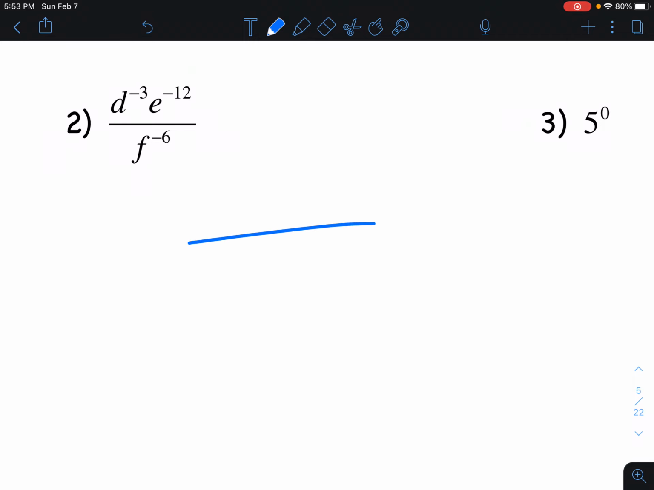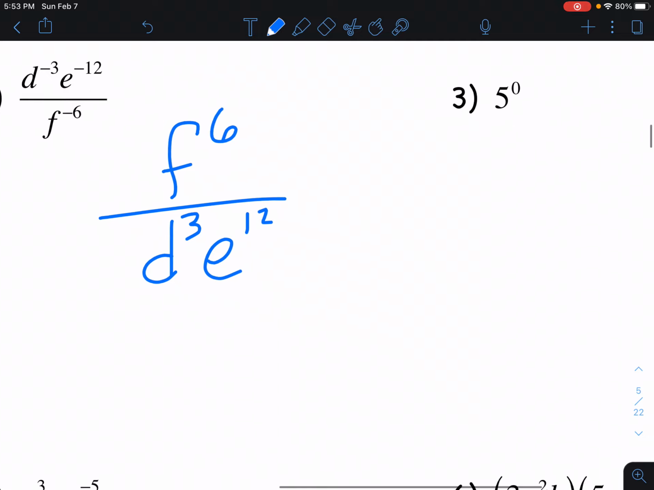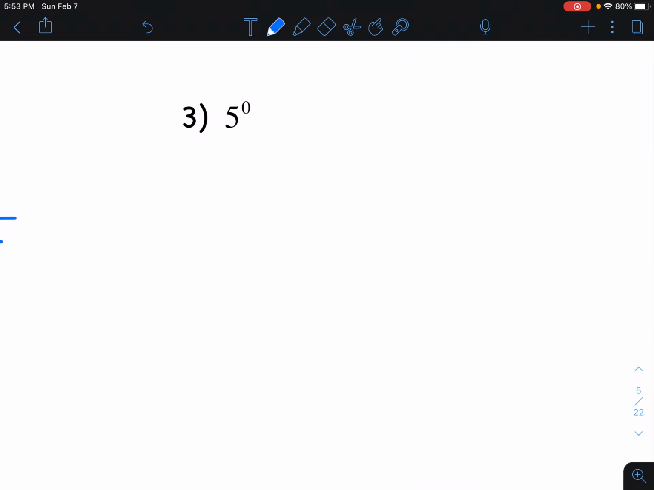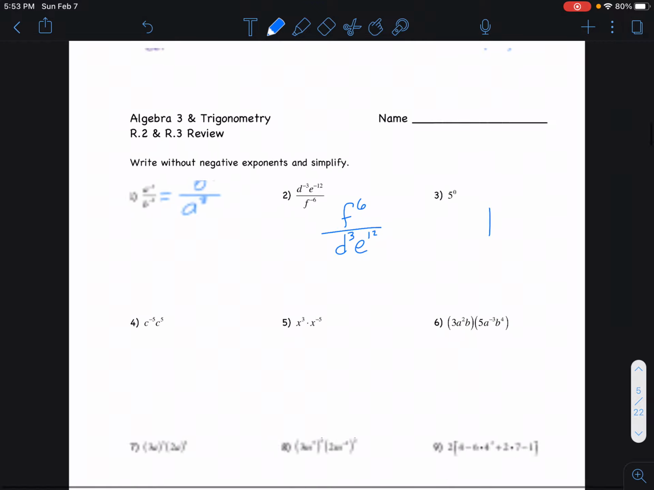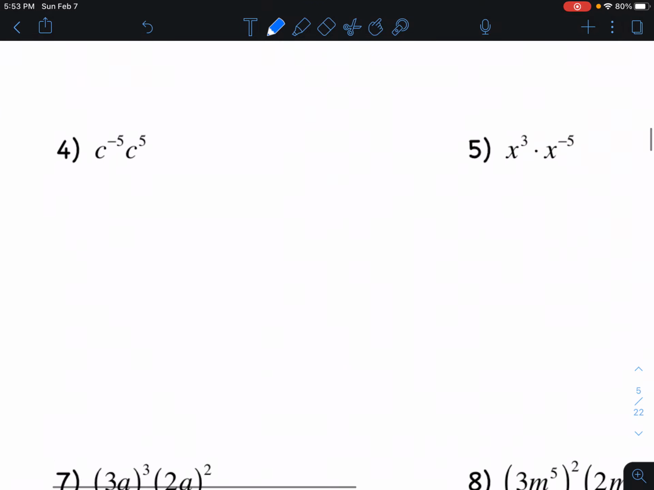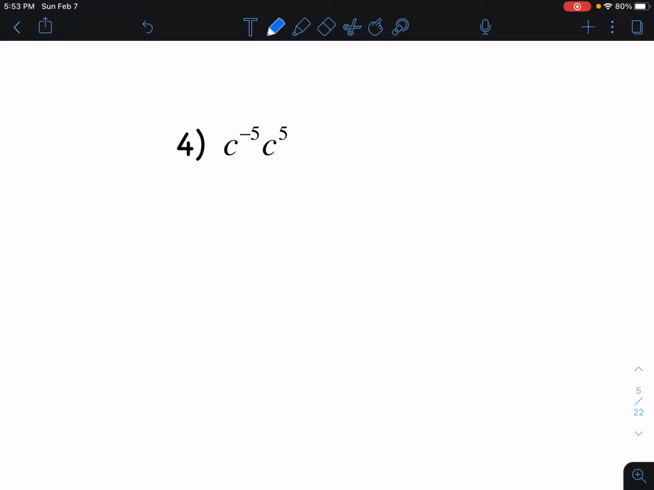All right, so let's do another one. d has a negative, it's got to move down, d cubed. e has a negative, also has got to move down, e to the 12th. And f at the bottom has a negative, it's got to move up. All change to a positive. Number 3, we learned that anything to the power of 0 is 1. Very simple there.